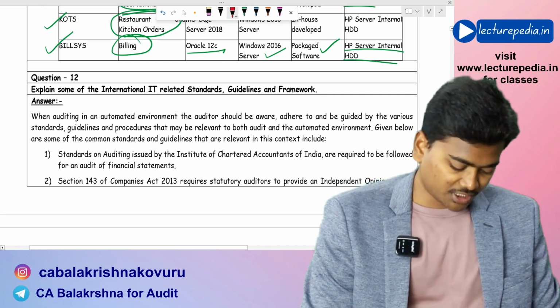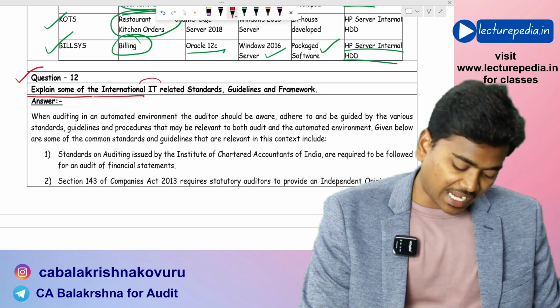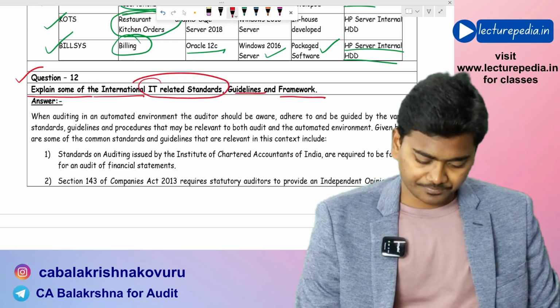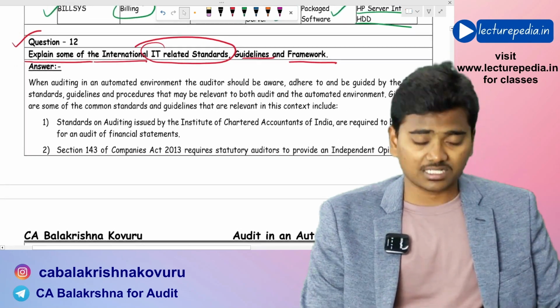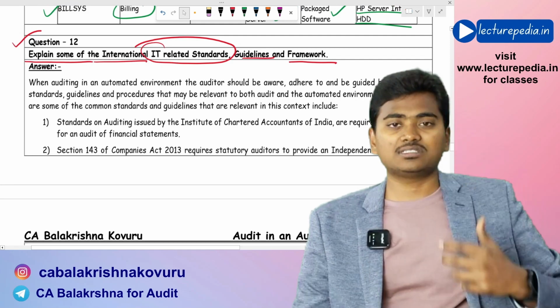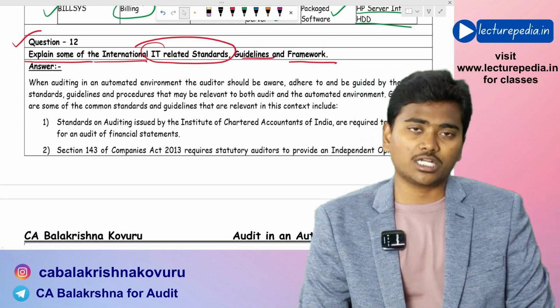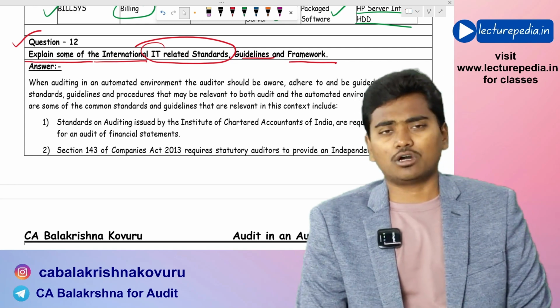Next question, question number 12. Explain some of the international IT related standards, guidelines and frameworks. Now there are various standards, guidelines and frameworks that have to be followed by the auditor while conducting audit in our automated environment. What are some of the examples of those guidelines or frameworks?